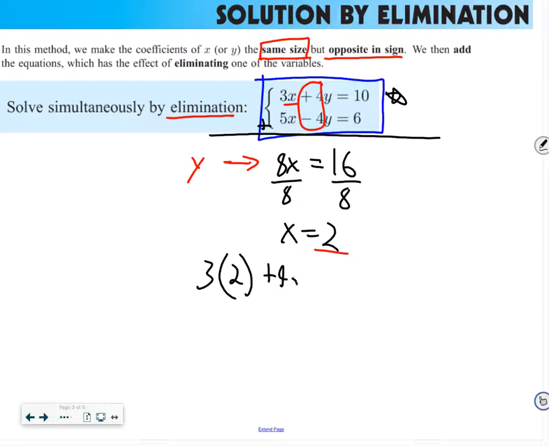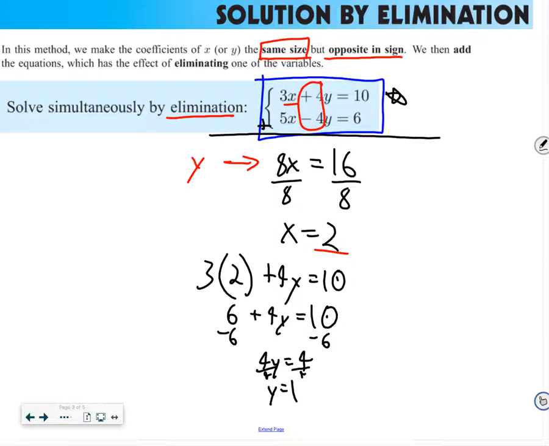Plus 4y, I don't know my y, equals 10. Okay, so then as I'm here, I get 3 times 2 is 6, plus 4y equals 10. Okay, minus 6 from both sides, and I get 4y is equal to 4. So I get y is equal to 1 after I divide both sides by 4. So that tells me my solution here is x equals 2, my y equals 1.